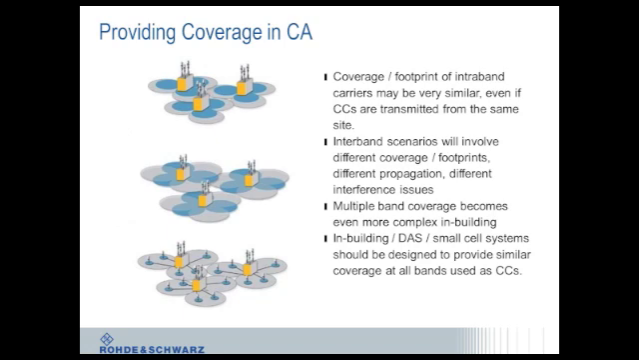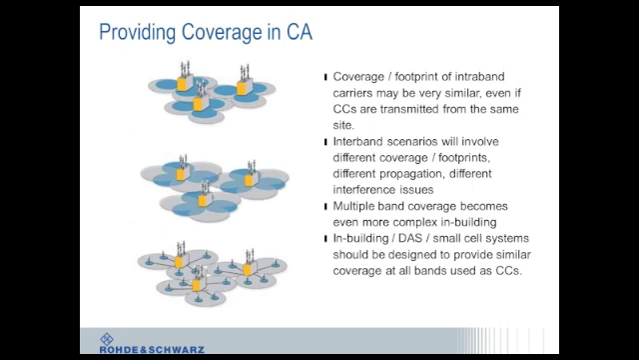Now, naturally, this phenomenon in terms of non-equal propagation, non-equal coverage, is more pronounced for interband than for intra-band operation. For example, it would be much more difficult between 700 megahertz and AWS versus two carriers at 600 megahertz. But in the United States, for the time being, carrier aggregation is almost exclusively an interband phenomenon, and so this is what we normally will have to deal with.